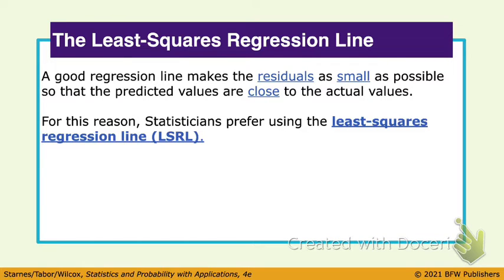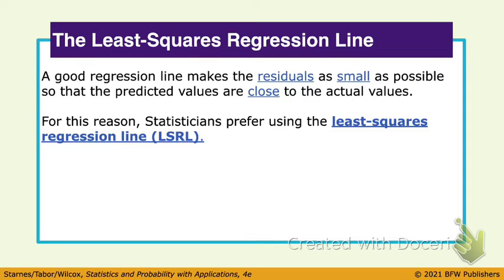So a good regression line makes the residuals as small as possible. Obviously, the residuals are the distance between the actual value and the prediction. If our line is close to the actual values, then it's going to make really good predictions. So we want really small residuals. We want our predicted values as close to the actual values as possible.